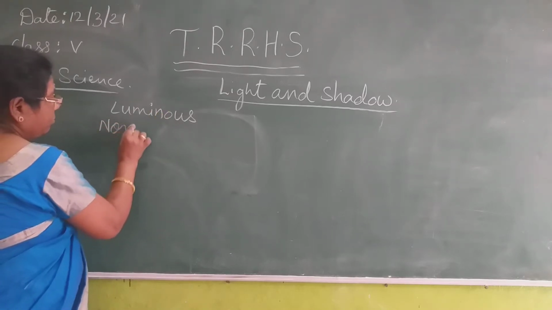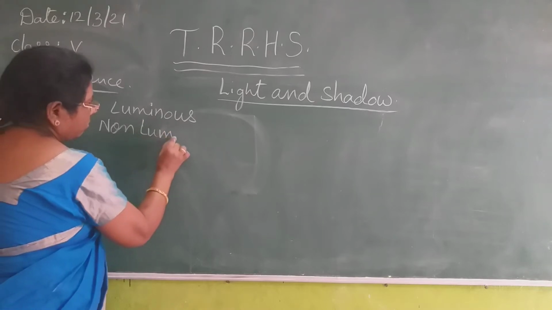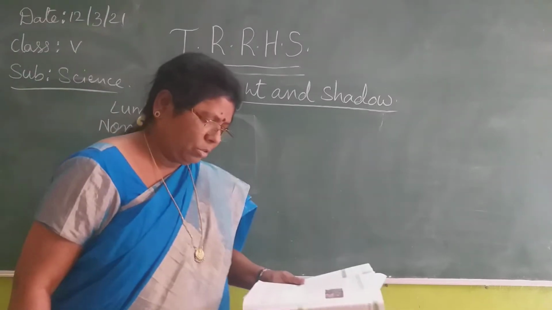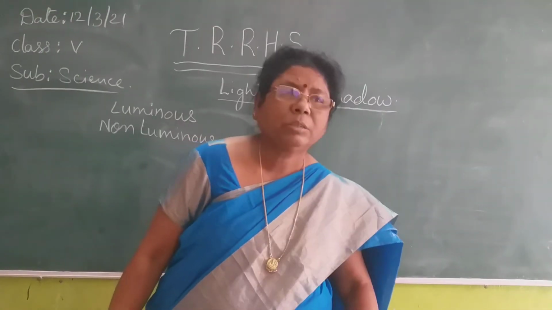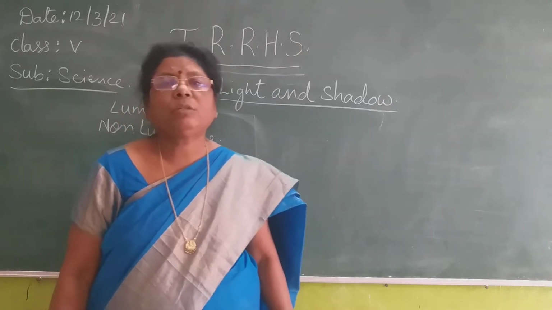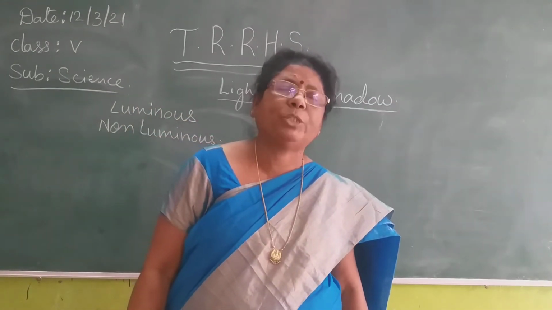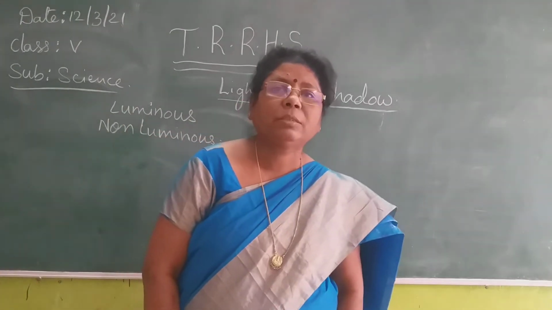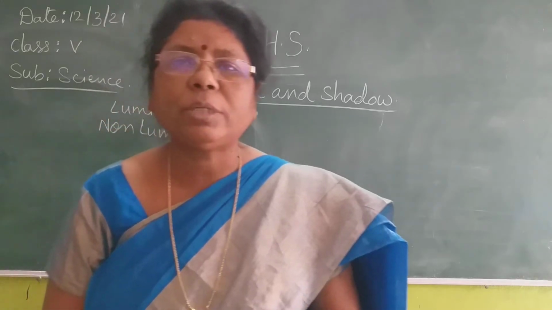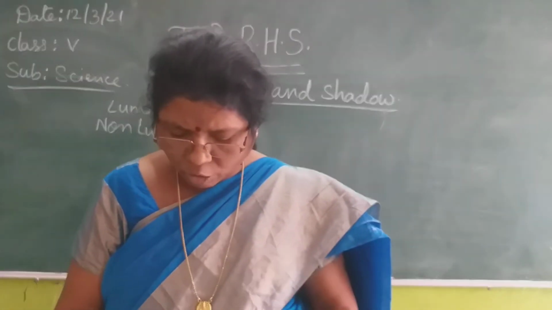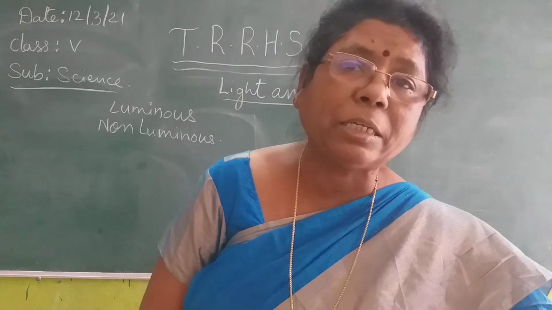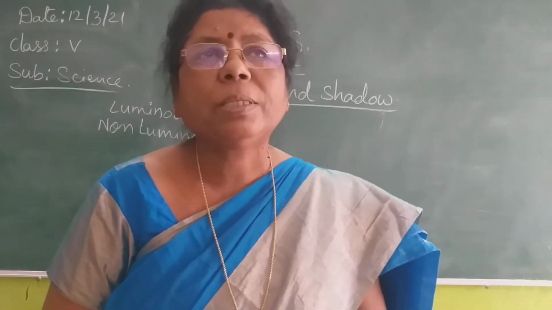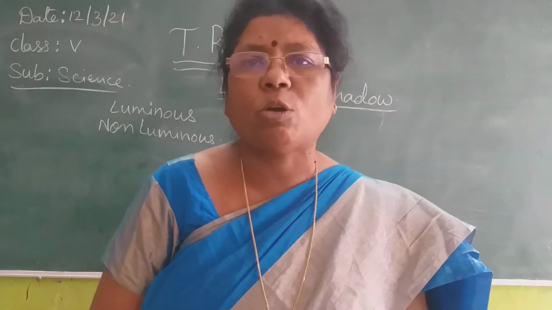Non-luminous objects are the objects that do not give out light of their own. For luminous objects, the sun is there, glowworm is there, torchlight is there, bulb is there, candle is there. These are the examples of luminous objects.